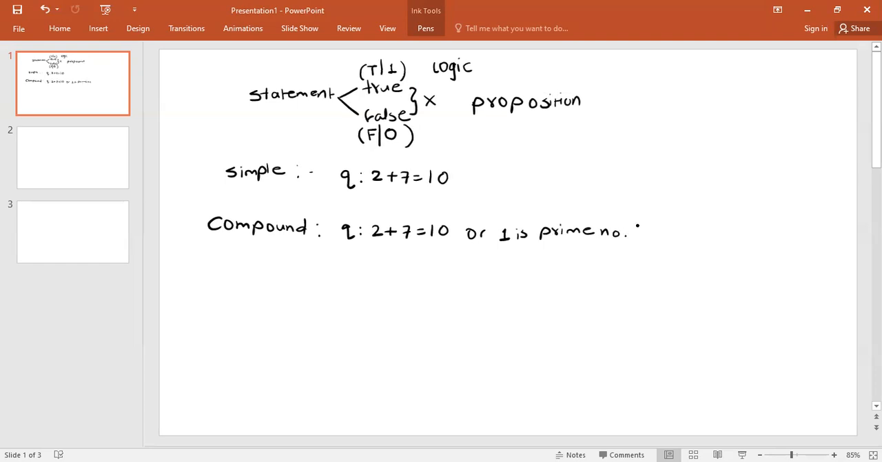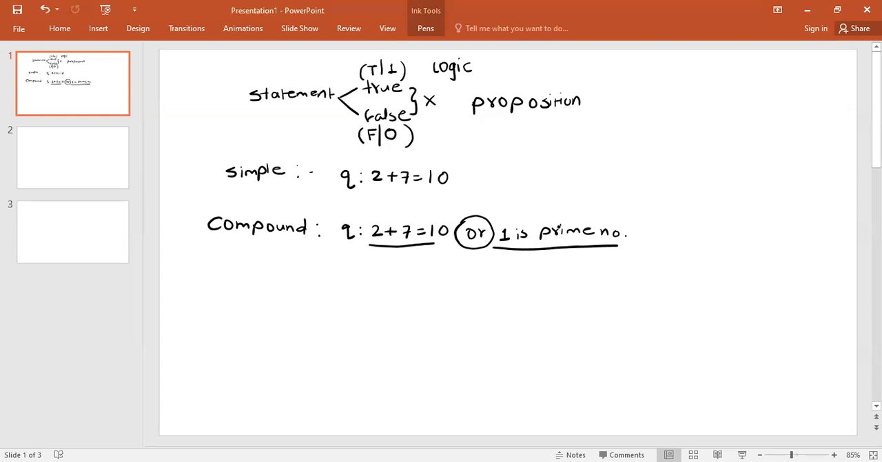So what is a simple statement? A logical statement in which no connective is used is called a simple statement. And in a compound statement, a statement is formed by joining two or more simple statements using logical connectives, such as or, and. Then it is called a compound statement. We have seen simple statement and compound statement. Next, types of compound statements.